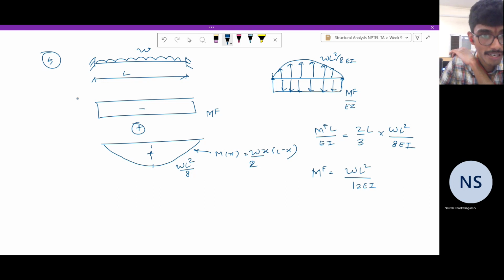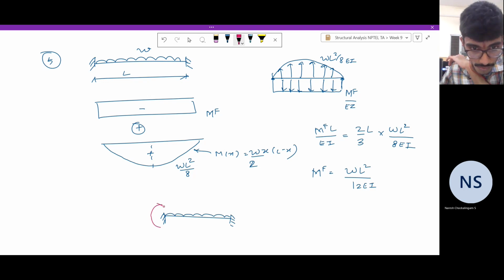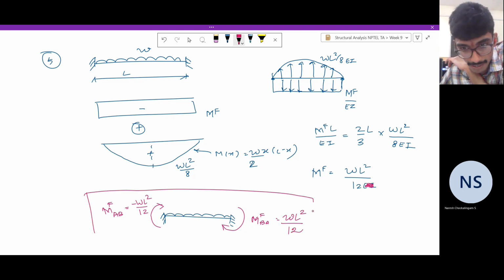And we can easily see it should be hogging on both sides of the beam. So the convention is like this. For this beam, M_AB^F is nothing but minus WL square by 12. There's no EI. Here it is hogging. So it is M_BA^F is equal to WL square by 12. So this is the last result for the day.